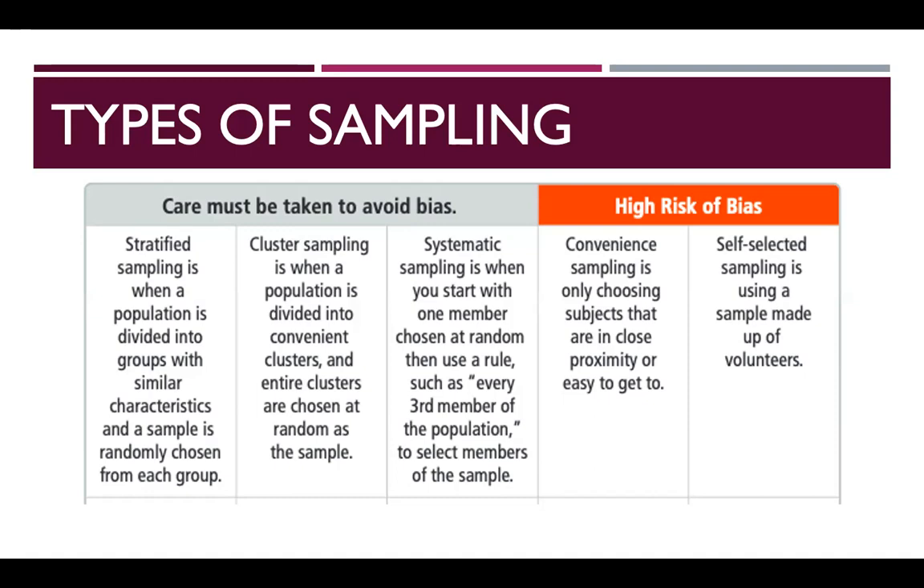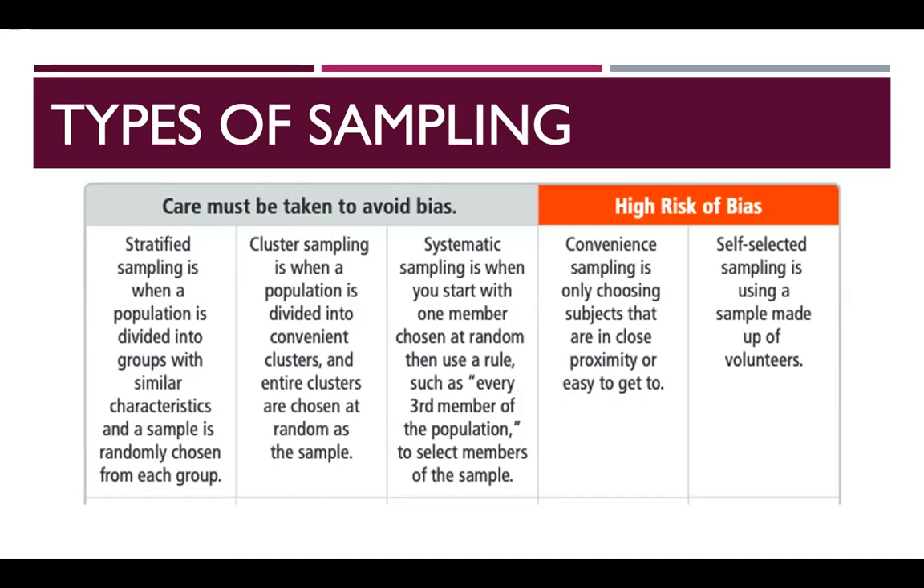Okay, and then systematic sampling is when you start with one member chosen at random and then use a rule, such as every third member of the population. That's how I'm selecting my people. So if I'm looking at a phone book, I'm going to say, okay, I'm going to pick every third person in the phone book. Or if I have a list, I'm going to have a rule. Or I'm going to pick everyone that's wearing a blue shirt today. So anything that you have a rule for, that's going to be systematic, like a system.